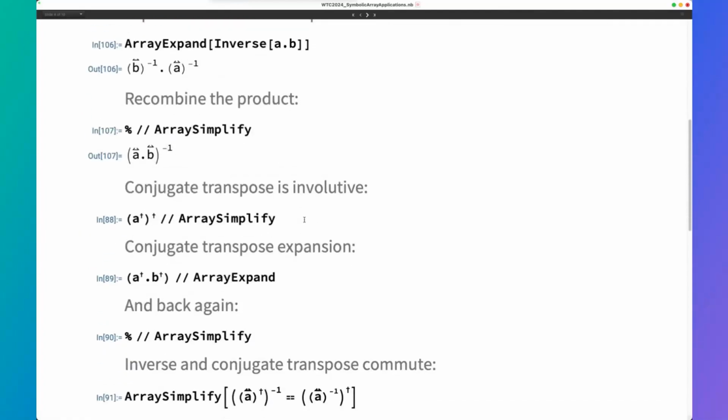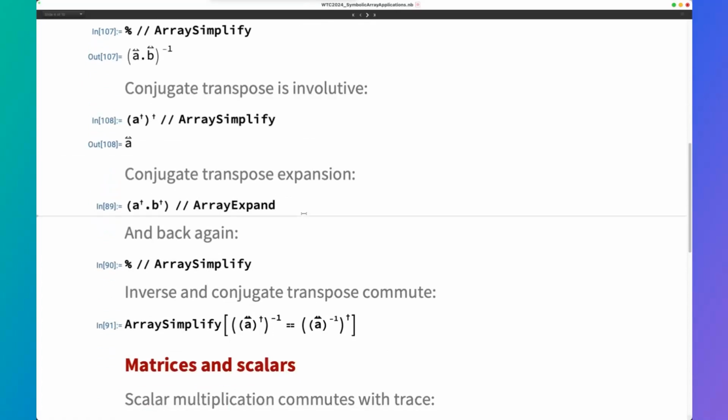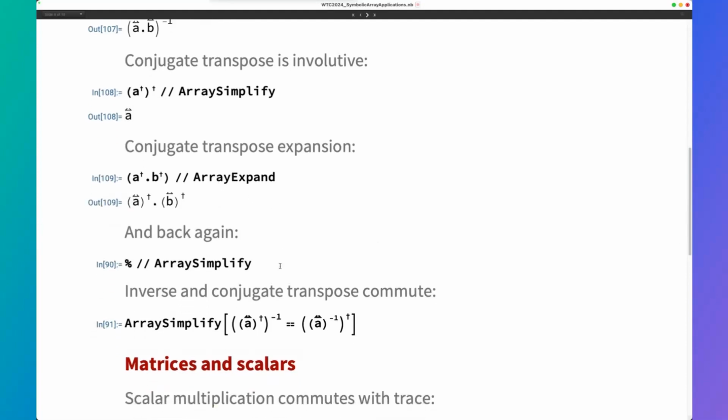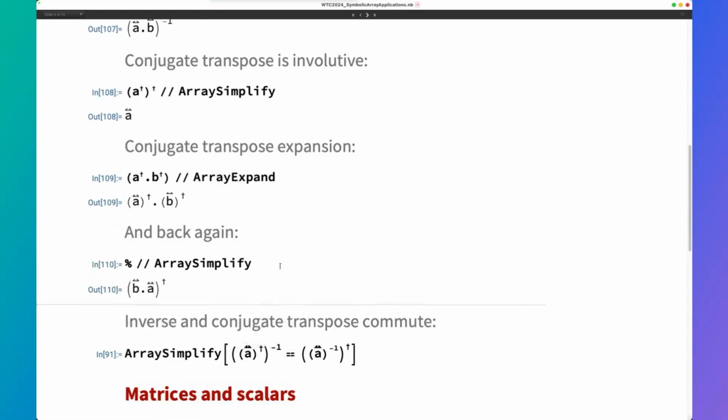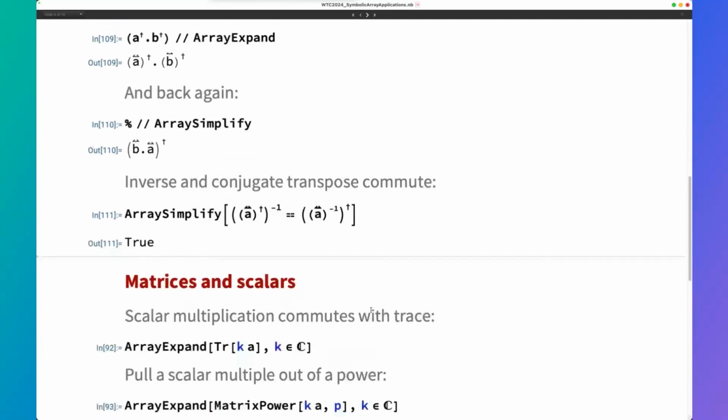The conjugate is involutive. If you do it twice, you get back to where you started, at least if you only believe in finite dimensional matrices. You can take the conjugate of a couple of matrices and expand it out, and then you can recombine them using ArraySimplify, and they get reversed. And inverse and conjugate transpose commute, so you set them equal to each other, you ask for the ArraySimplify, and boom, you get True.